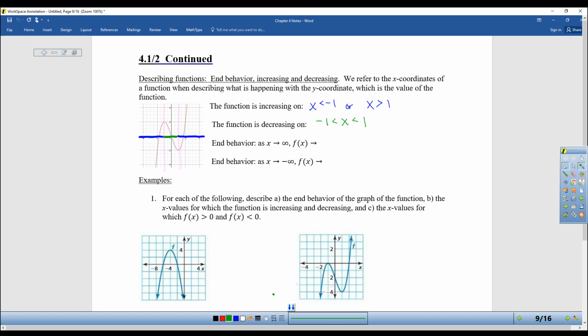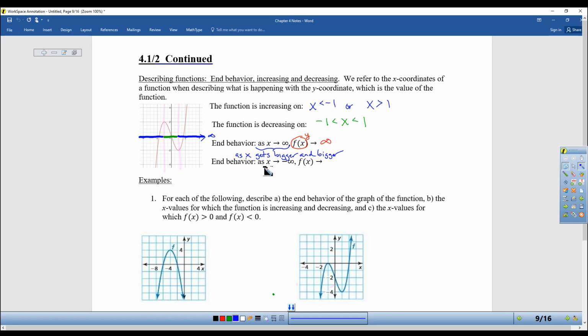Same thing is true for end behavior. As x approaches infinity, that just means as x gets bigger and bigger. So x just keeps getting bigger and bigger and bigger when I go in this direction. That's considered going to infinity. And what is the y doing? Remember that f of x is just the same thing as y. So what is y doing? Y is also getting bigger and bigger and bigger, right? So we say it's going to infinity.